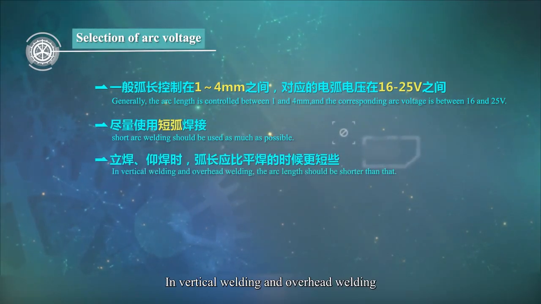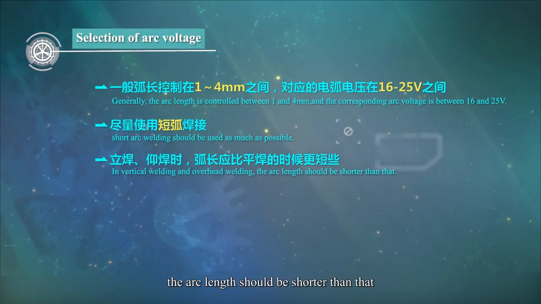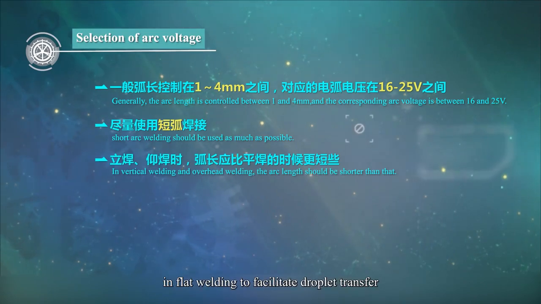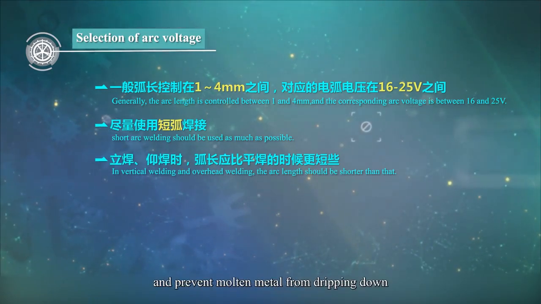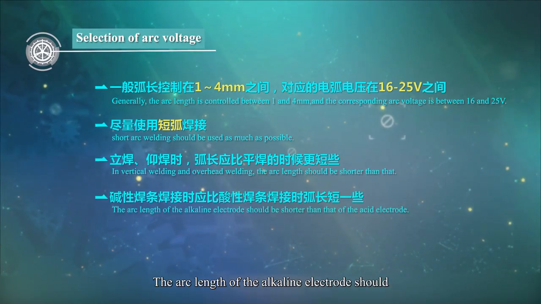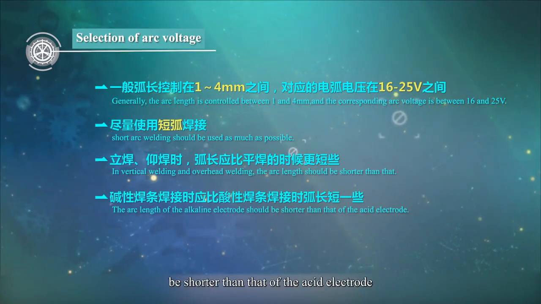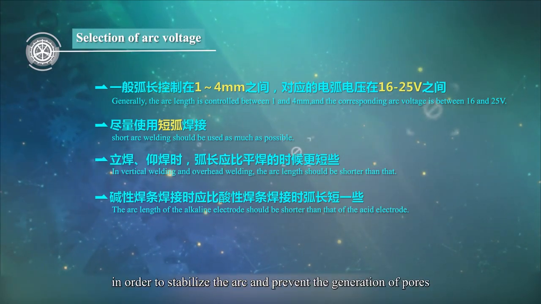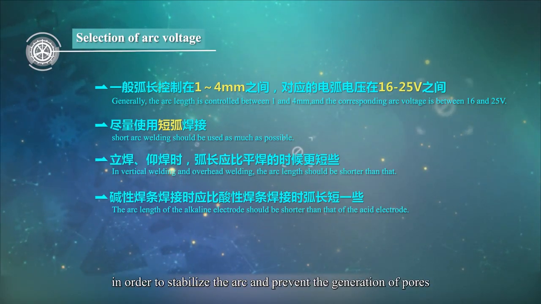In vertical welding and overhead welding, the arc length should be shorter than in flat welding to facilitate droplet transfer and prevent molten metal from dripping down. The arc length of the alkaline electrode should be shorter than that of the acid electrode in order to stabilize the arc and prevent generation of pores.